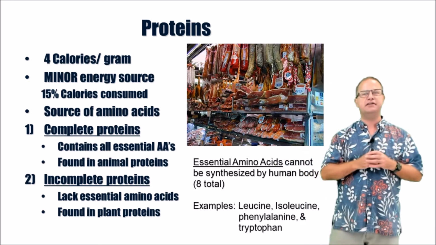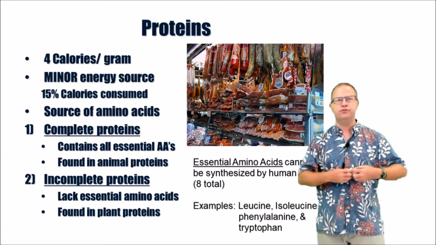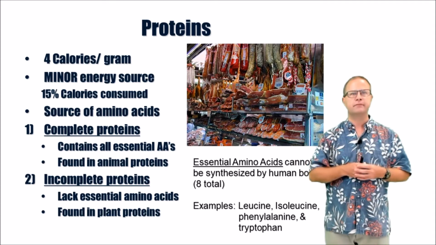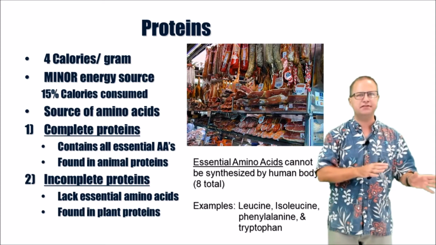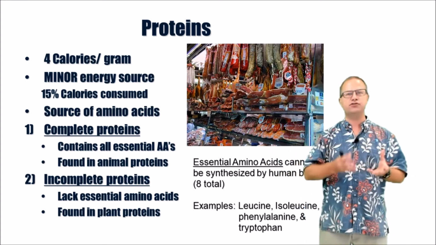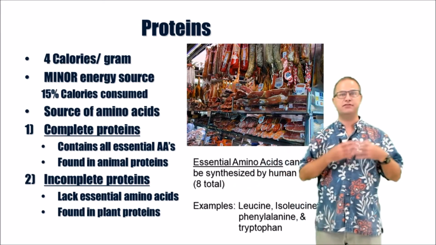We do need proteins in the diet because they are a source of amino acids. And we need amino acids in order to make and repair our own tissues, which are largely made of protein. Now, there are 2 different types of proteins in foods. We say some foods are complete proteins because they have all the essential amino acids, and others are incomplete proteins because they lack some of the essential amino acids.